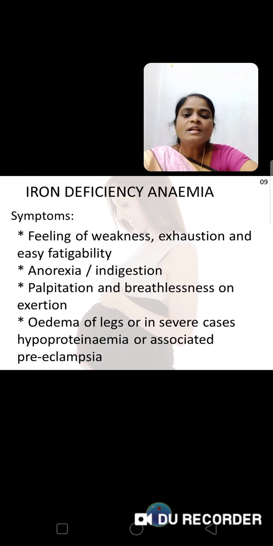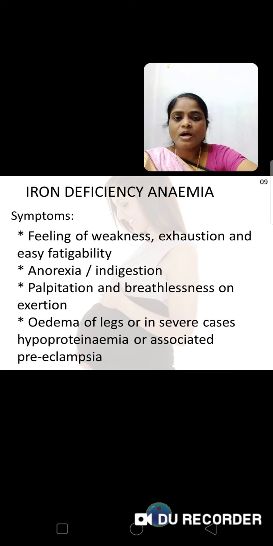Next is iron deficiency anemia. Iron deficiency anemia is a common condition, so you may know. We have heard this, but we have to discuss an important topic here, because it is a very common medical condition that occurs.